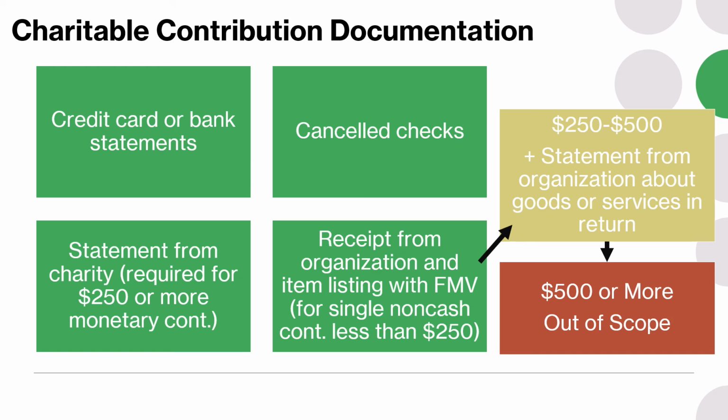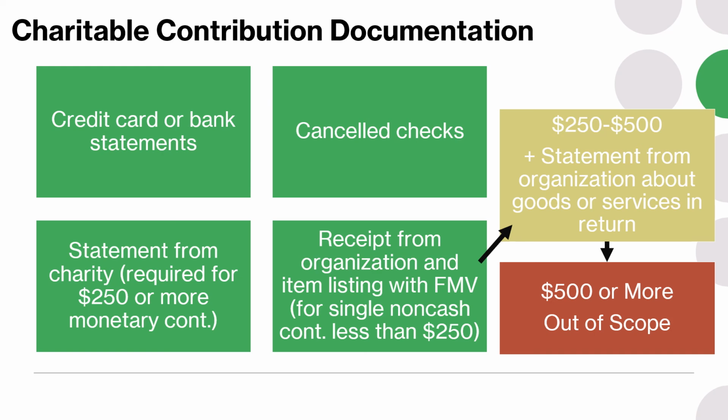So documentation that works to prove charitable contributions are things like credit card or bank statements and canceled checks. If the taxpayer made a monetary contribution that was more than $250, then they need to have a statement from the charity. And I think you see this a lot with church donations. Some taxpayers pay tithes, and so they'll have given a significant amount of money to their church, and they just need to make sure that they have a statement from their church verifying that they made those contributions.